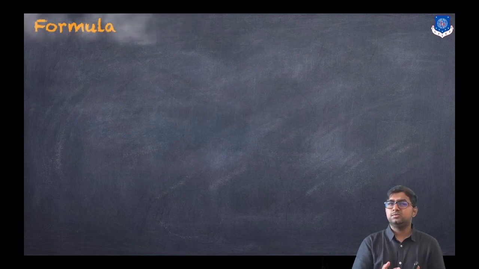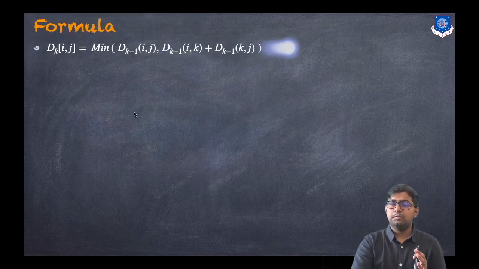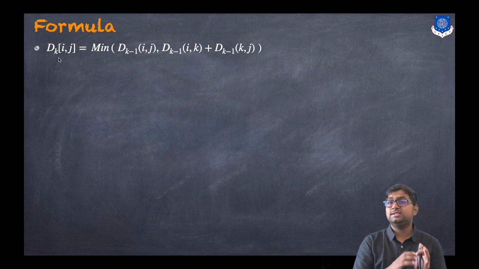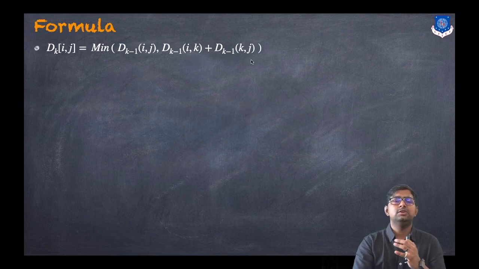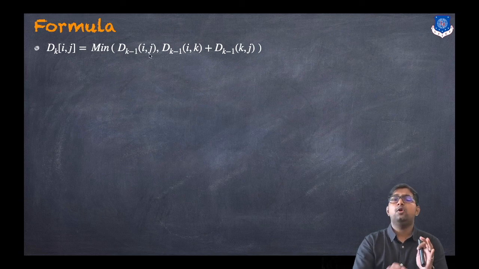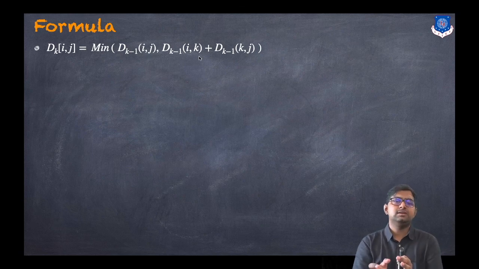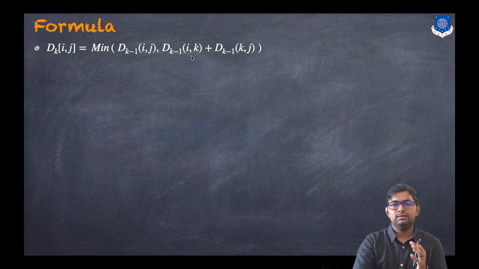So let us discuss what is the formula. So the formula will be like this. This d^k is the entries for the matrix. So d^k_ij is the minimum of d^(k-1)_ij and d^(k-1)_ik plus d^(k-1)_kj. So what we are doing, we are taking the minimum of the ijth entry, or we are putting k in between i and j and adding those numbers.